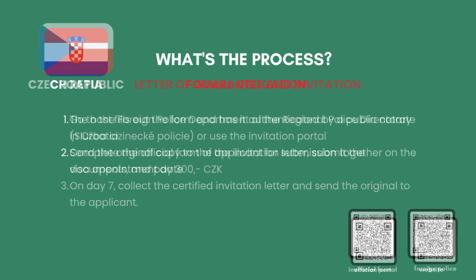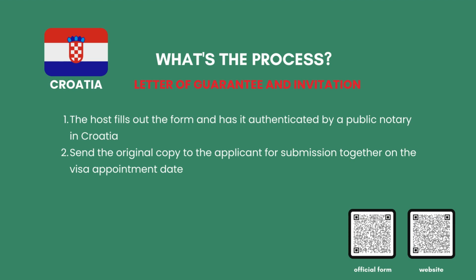Next, for Croatia. So for Croatia, it's called the letter of guarantee and invitation. So first, the host will fill out the form and have it authenticated by a public notary in Croatia. Once it's authenticated, then the host should send the original copy to the applicant for submission together with the attachments, so the documentary attachments on the visa appointment date. So next one, for Denmark.